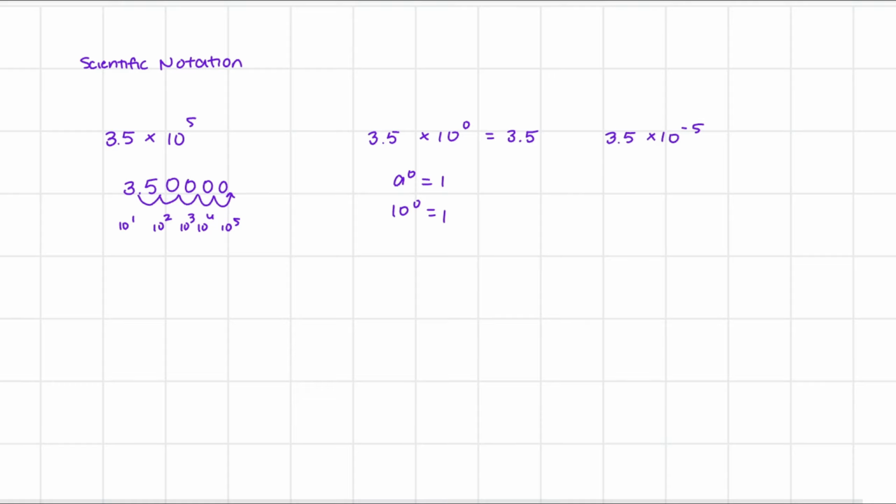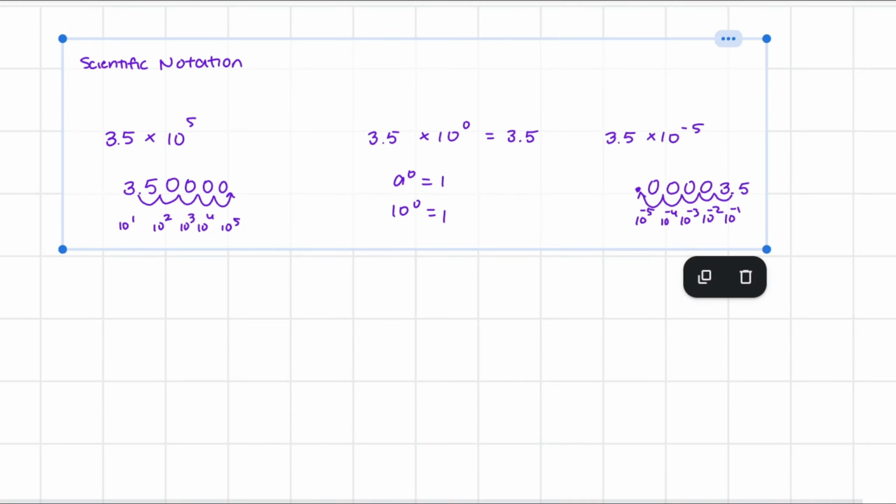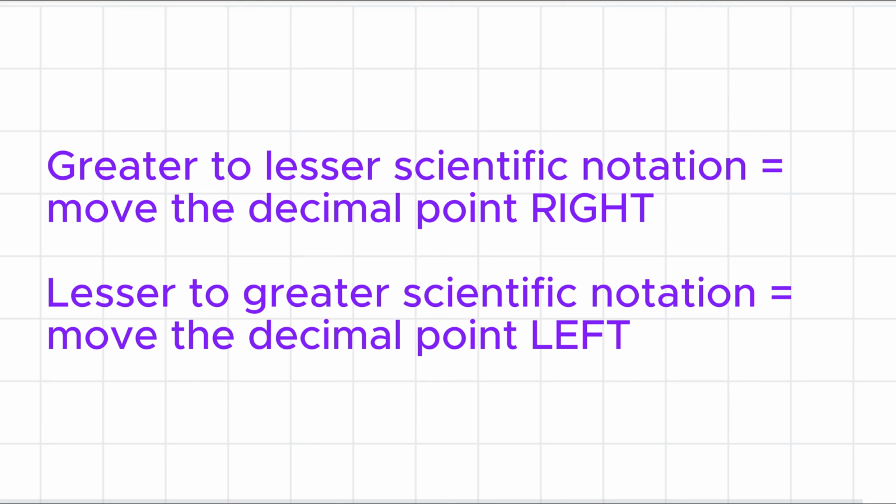So 3.5, you would move the decimal point, add 4 zeros to the front, and then move the decimal point in front. As you can see, this represents each power of 10. This would be 10 to the power of negative 5, 10 to the power of negative 4, 10 to the power of negative 3, 10 to the power of negative 2, and 10 to the power of negative 1. So remember, when you're moving from greater scientific notation to lesser scientific notation, you're moving the decimal point to the right, and the opposite would apply if you're moving from smaller scientific notation to greater.